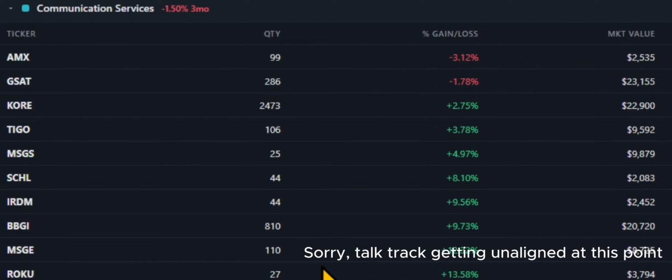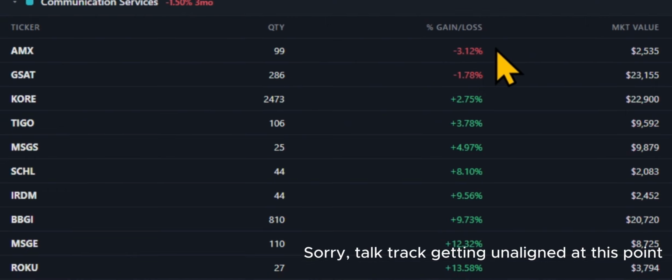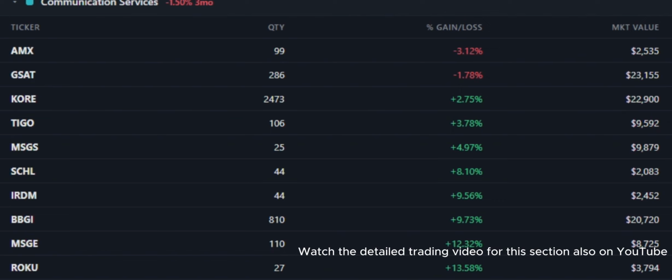When I expand this selection, we can see here are the tickers that I own under communication services, the quantity that I own, whether it's a gain or loss. And if it's a loss, then I would probably sell this, take the tax write-off at the end of the year, and then load it into an area that is making more money.